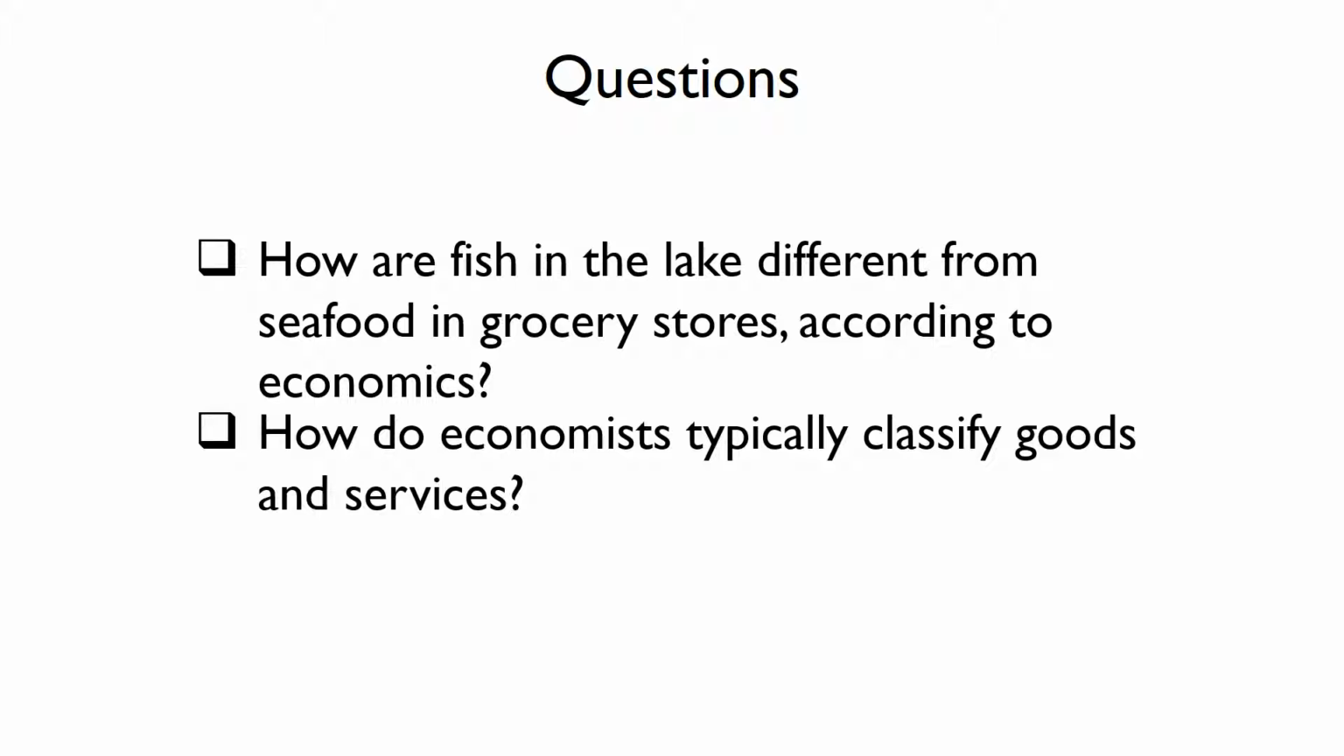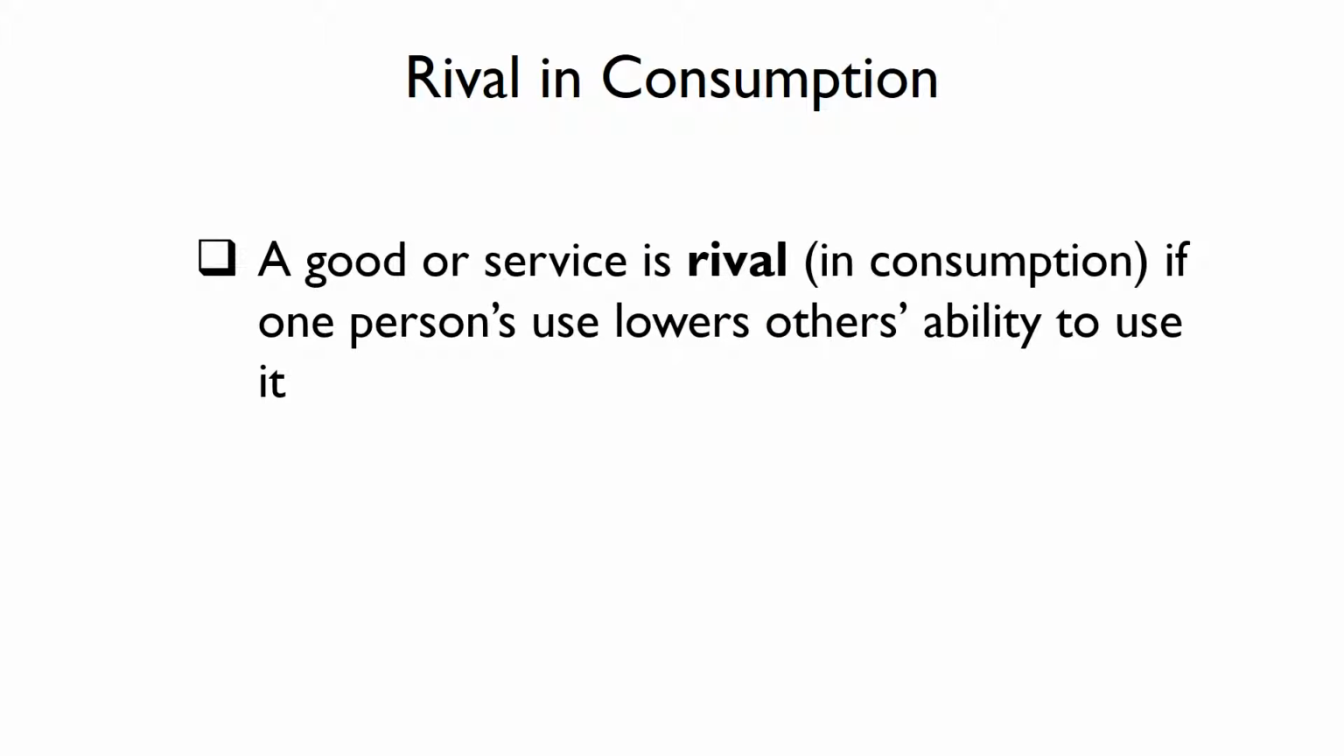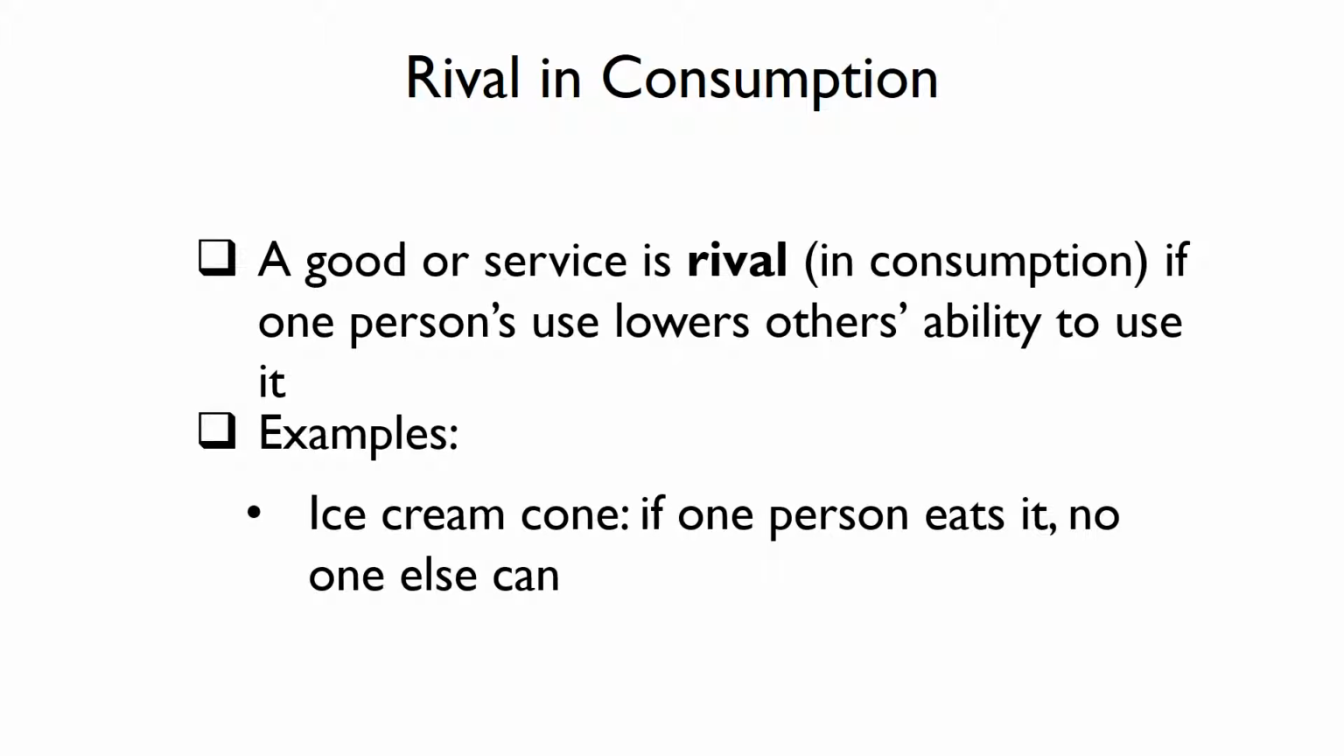We'll go through two classifications. The first are rival goods. A good or service is rival if one person's use lowers another's ability to use it. What are some examples? Well, first of all, ice cream cones are definitely rival goods. If I eat an ice cream cone, you can't have it. I've definitely eliminated your ability to enjoy it.